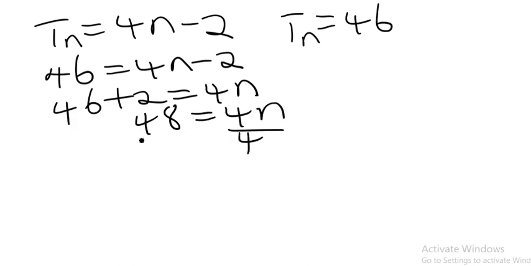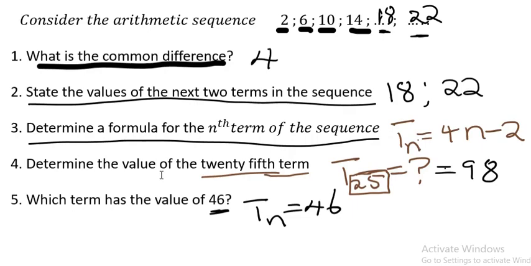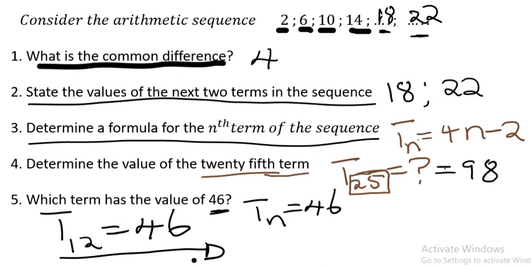Now you divide by 4. What you do on the left, you must also do on the right. So now 48 divided by 4 will give you 12. So therefore n is equal to 12. Now let's just answer the question. Let's just conclude it. They say which term has the value of 46. So we will say T12 is the one that will give us 46. So we have answered the question.